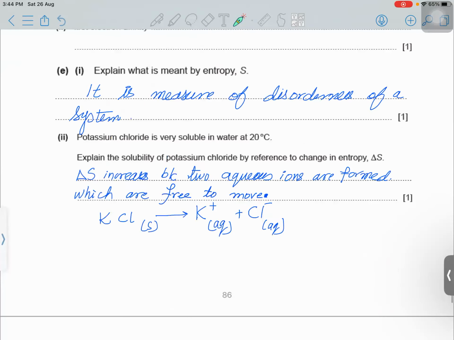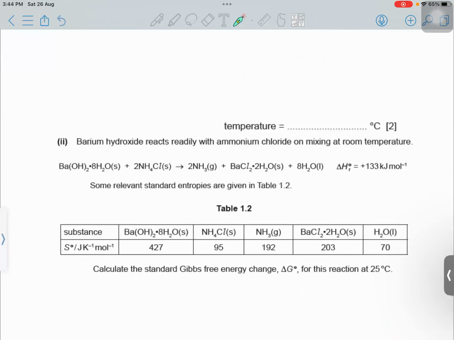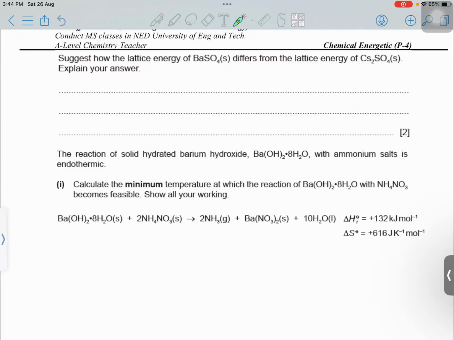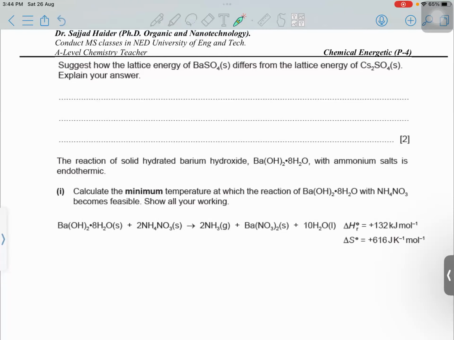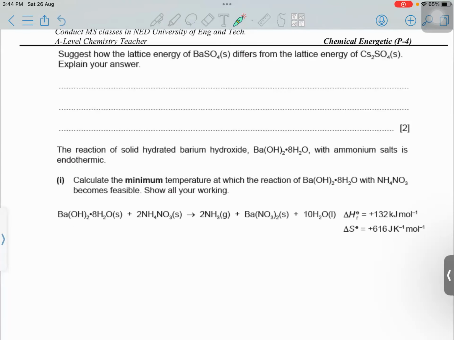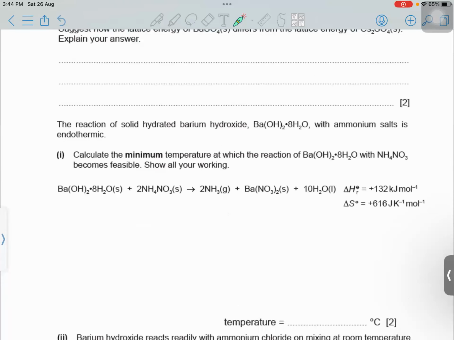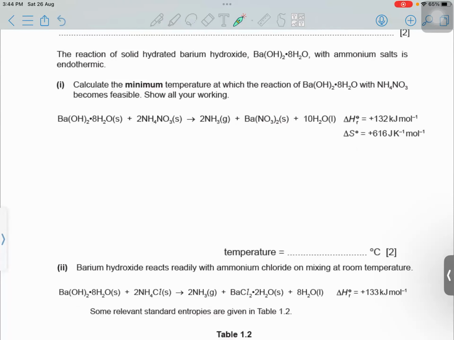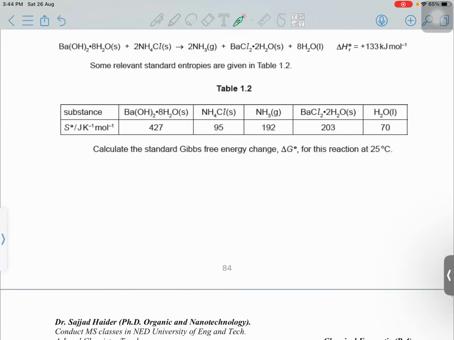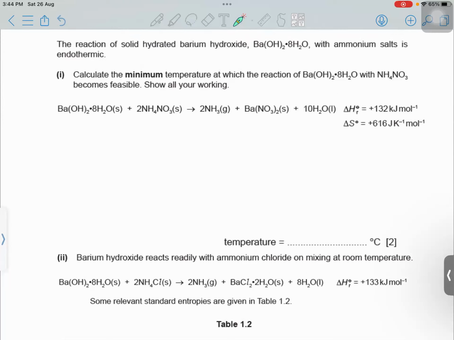Okay, next question. Now 2022 May June variant 43.